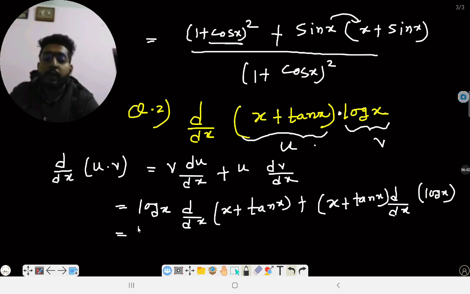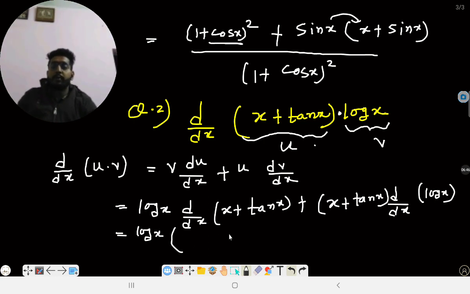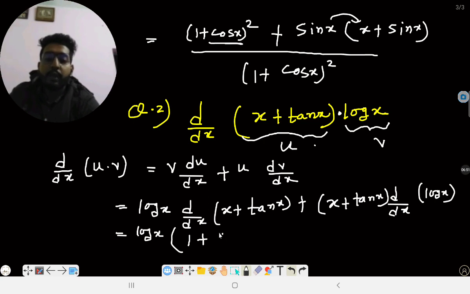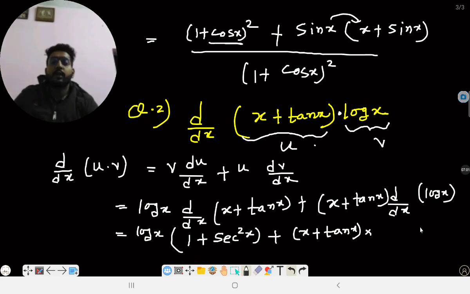Now we can find the derivative here. Log x into the derivative, that means d/dx of x will be 1, plus d/dx of tan x will be sec square x, okay, plus x plus tan x into, now what is the derivative of log x? That will be 1 by x. Now again you have to multiply, and then we'll get the simplest form of that one. So this is the way, those are the basic forms.